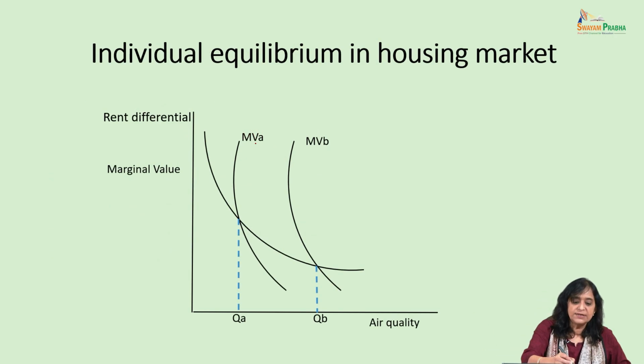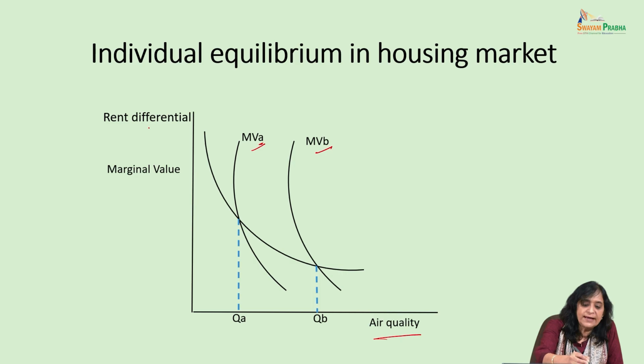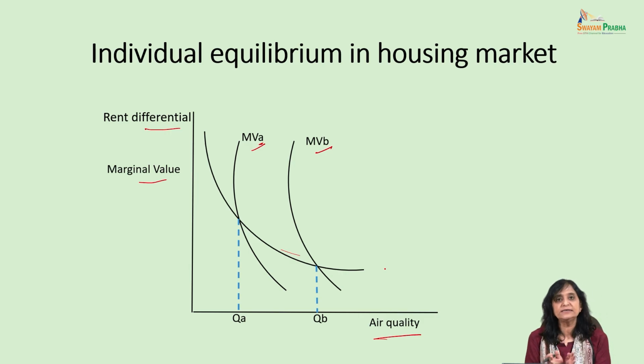Let us say this MVA represents the marginal value for person A, by which we have differentiated, and this is the marginal value for person B, and on the x-axis we have air quality. On the y-axis we are measuring rent differential and marginal values. As the air quality is decreasing, your rent differential is also falling, because if the localities have similar kinds of air quality, why will people pay extra for a better air quality?